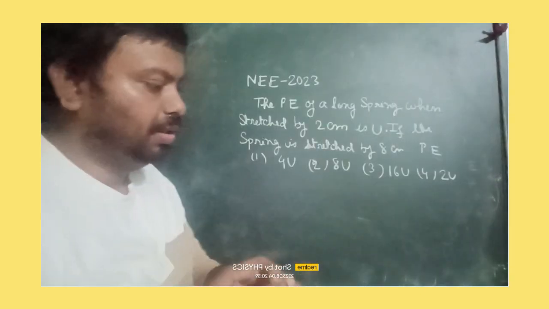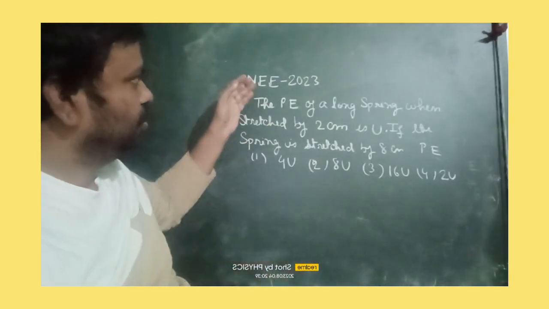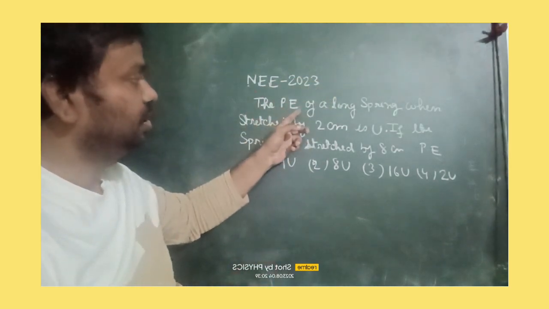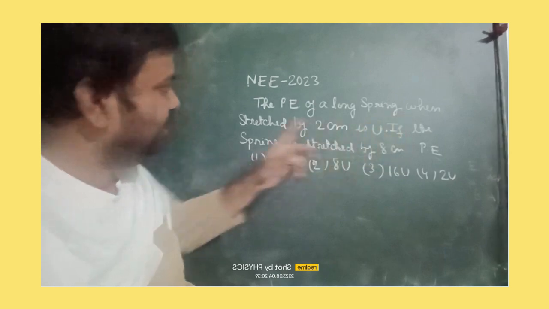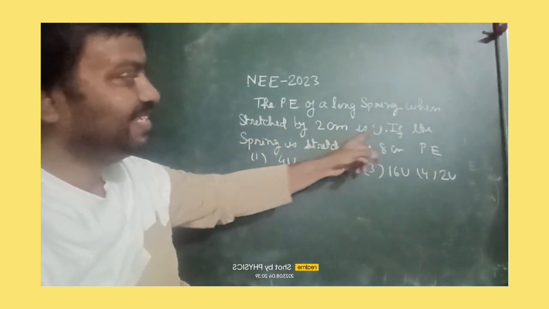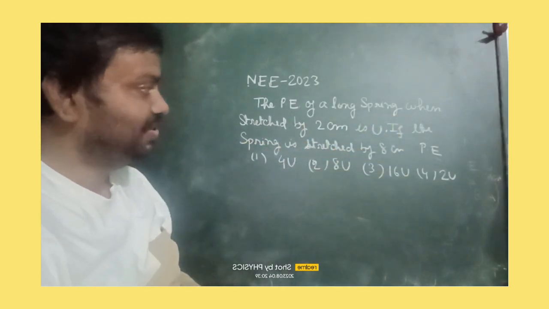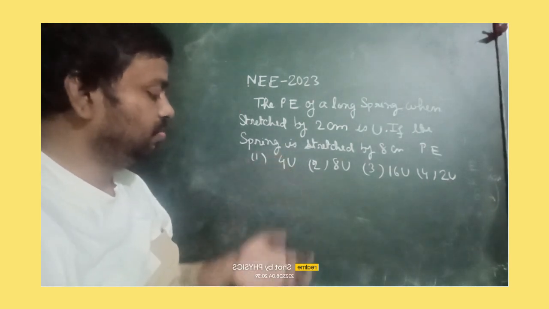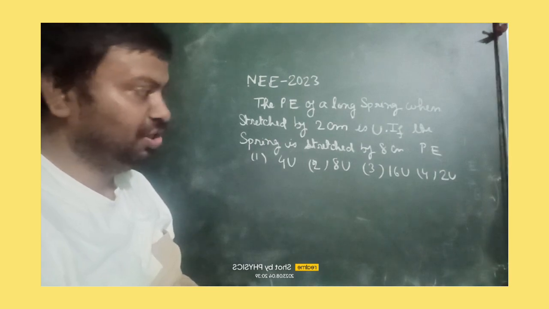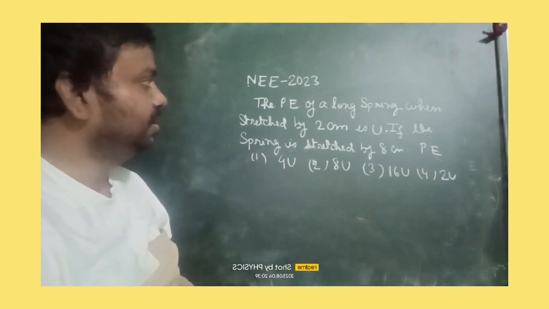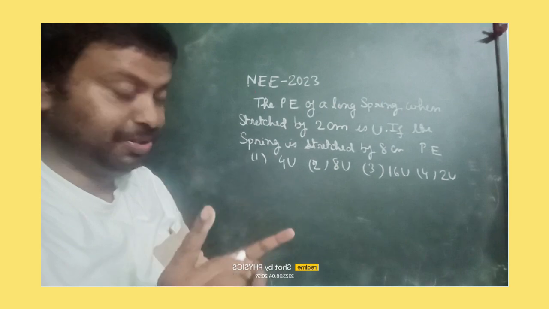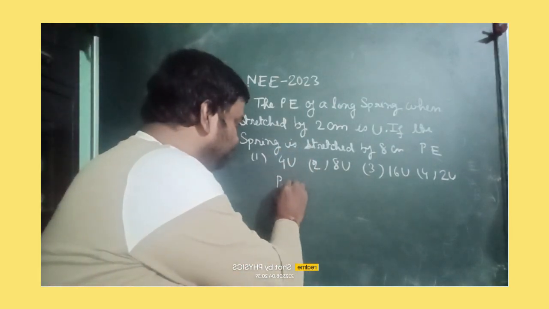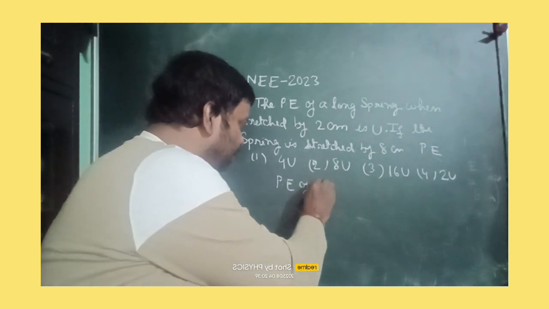Now let's move to a problem. NEET 2023. The potential energy of a long spring when stretched by 2 cm is U. If the spring is stretched by 8 cm, what will be its potential energy? The options given are 4U, 8U, 16U and 2U. How to find it? The potential energy of the spring, that is the keyword.